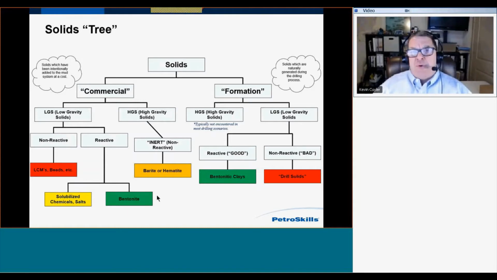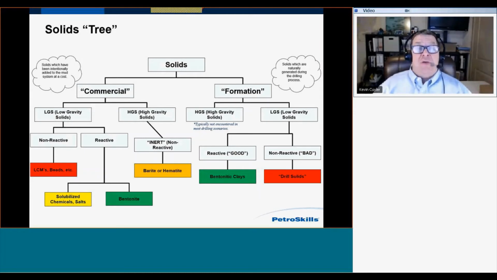Sodium montmorillonite, probably the most common viscosifier of clays that we have in drilling fluids. That is a reactive commercial low-gravity solid. We intentionally add that to our fluid to increase our rheology, to increase our viscosity, to help build wall cake. Those are good solids.